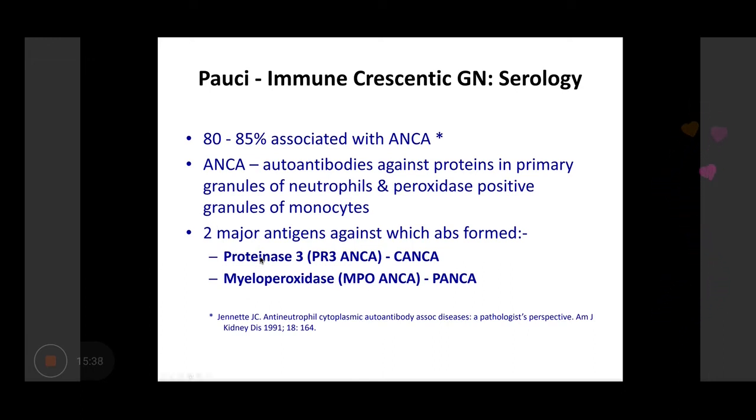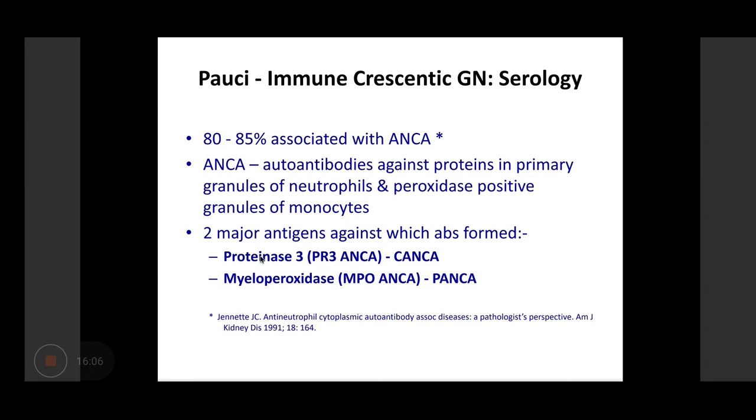So how do you differentiate between these two? You can differentiate these by two methods. One is by doing an ELISA test, which will tell you whether your patient is suffering from PR3 ANCA or MPO ANCA. It will also give you the numerical value of the antibody so that you can assess the severity of the disease. The other way by which you can differentiate is by the immunofluorescence technique.